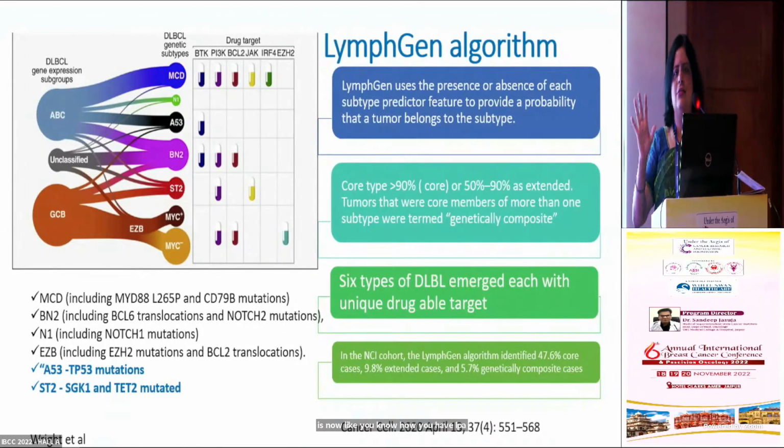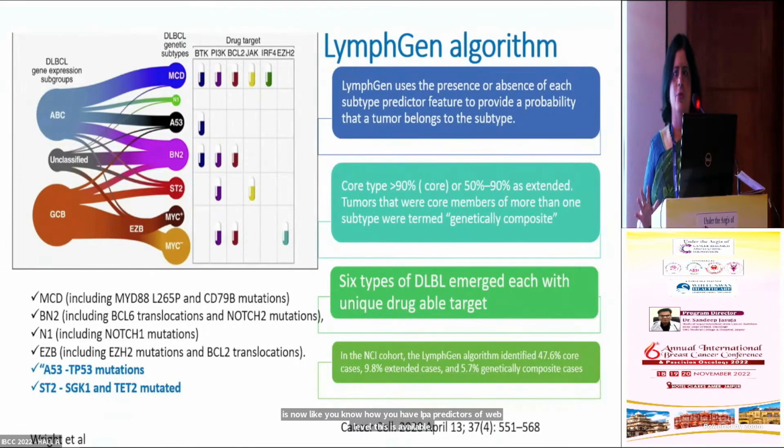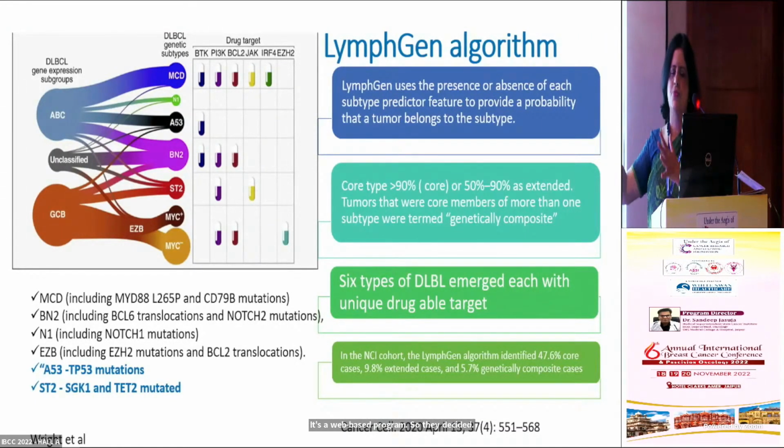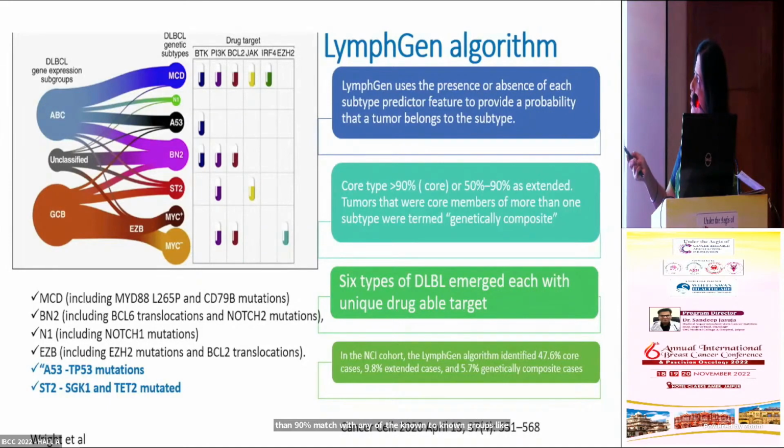So they decided, let's not cluster. Let's take all tumors. We already know certain groups are already made by the previous authors. Let's take individual patients and start putting them in each of these categories. So what they did was, suppose I have a DLBCL with transcriptional profiling done. If it had greater than 90% match with any of the known groups like MCD or BN2 or N1, it was put in that group.